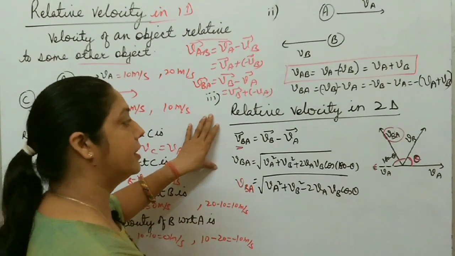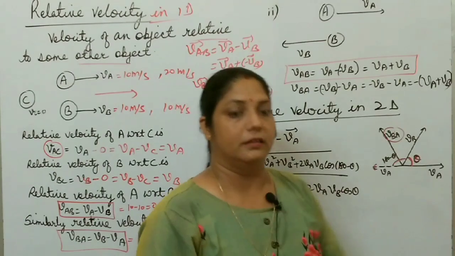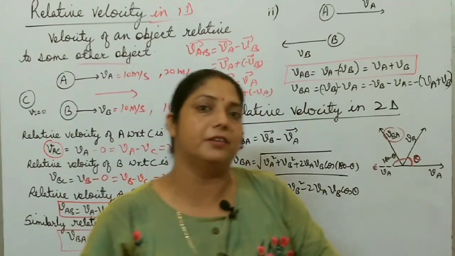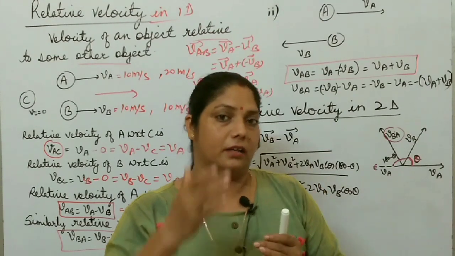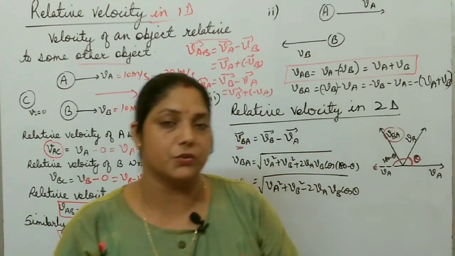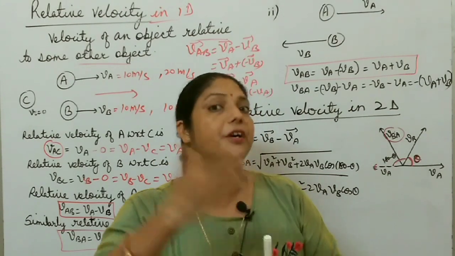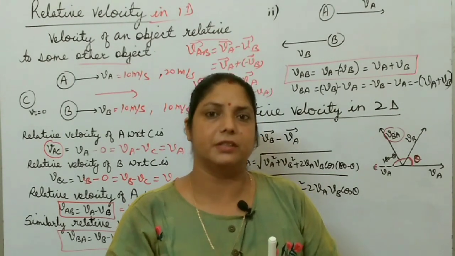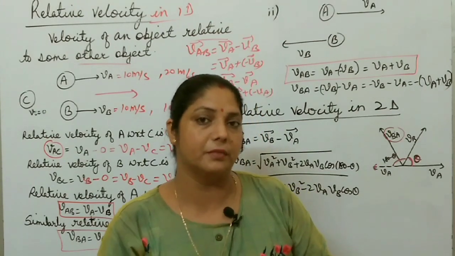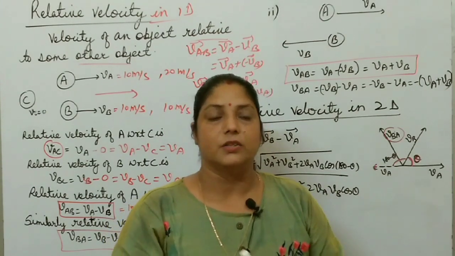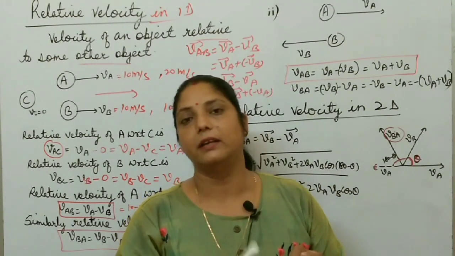This is relative velocity in two dimensions. In your syllabus, in two dimensions, you have to find relative velocity for the rain man problem, the umbrella man problem, you can also say. Another example is the man boat problem, the river boat problem, or you can say river swimmer problem. Anything you can say. So I will take one example for these two cases, the rain man problem and the river boat problem.